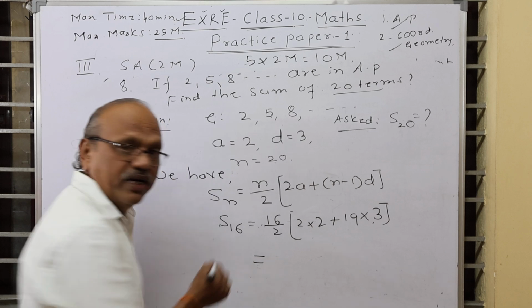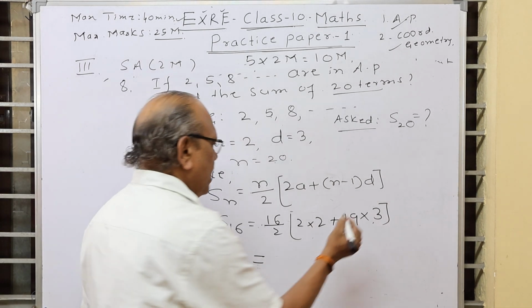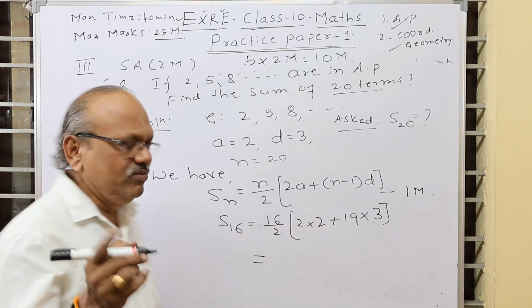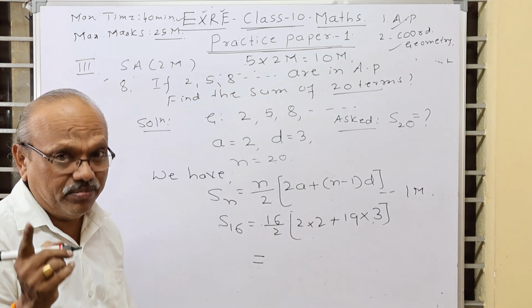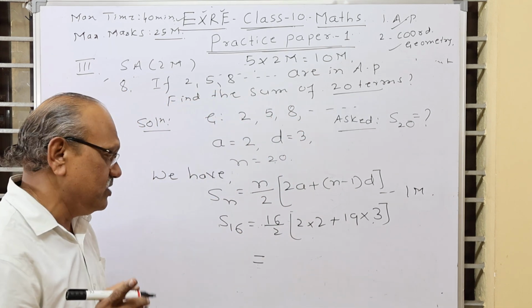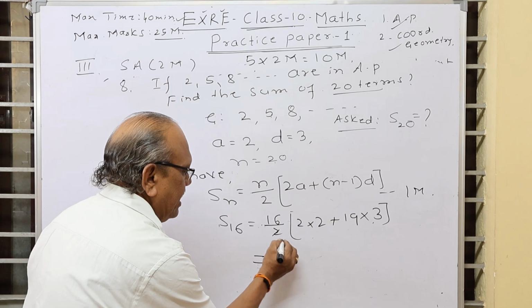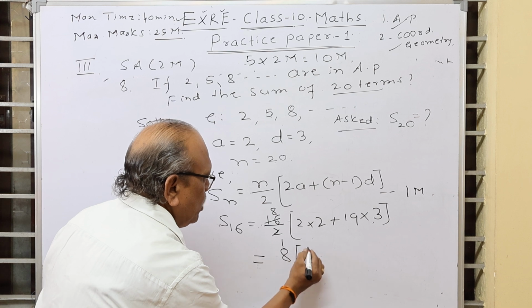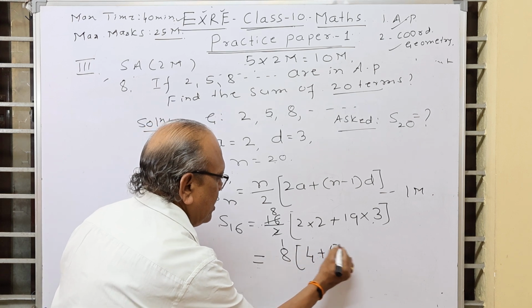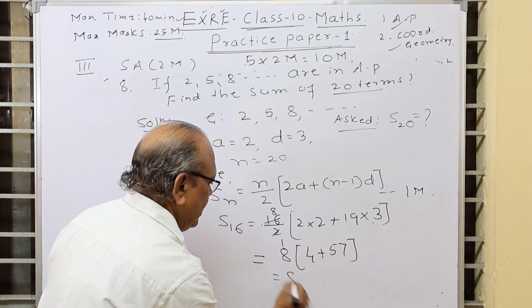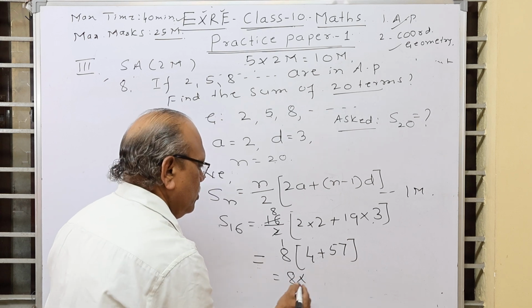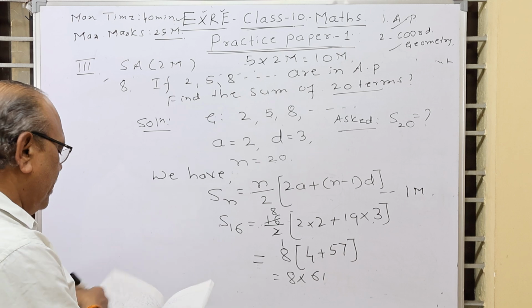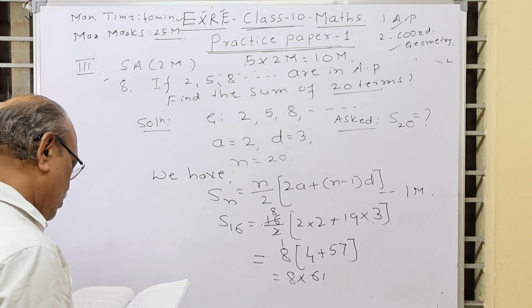I have seen many students lose their marks. Up to this they will write correctly and get 1 mark, but they will lose the second mark just because of calculation mistakes. Be careful. Arithmetic operations are very important. Many students neglect it. 2 1s are 2, 2 8s are 16. You get 2 2s are 4, 19 3s are 57. What do you get here? 8 into 57 plus 4 is 61. Multiply this.